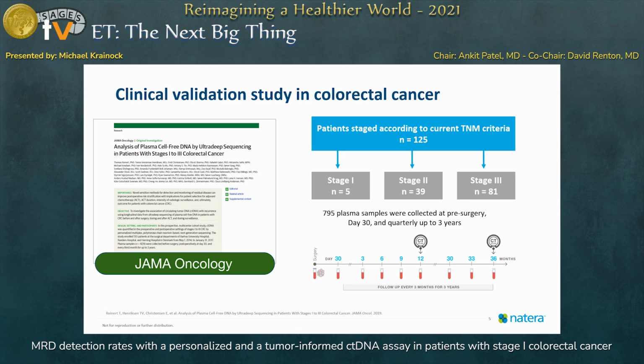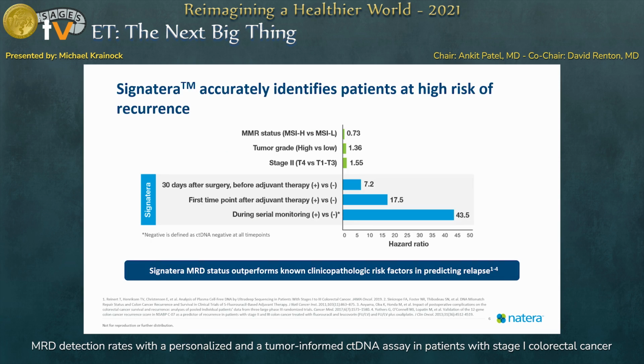We're looking at 795 samples across 125 unique patients and drawing circulating tumor DNA assays at a pre-surgical time point, post-op day 30, and then every 3 months for up to 3 years. What emerged from that data that really got the field excited about the technology was that we outperformed the typical clinical pathological risk factors that we use to make adjuvant systemic therapy decisions. You can see when you look at the post-op day 30 time point, this is a patient you've resected, trying to make a decision on adjuvant chemo.